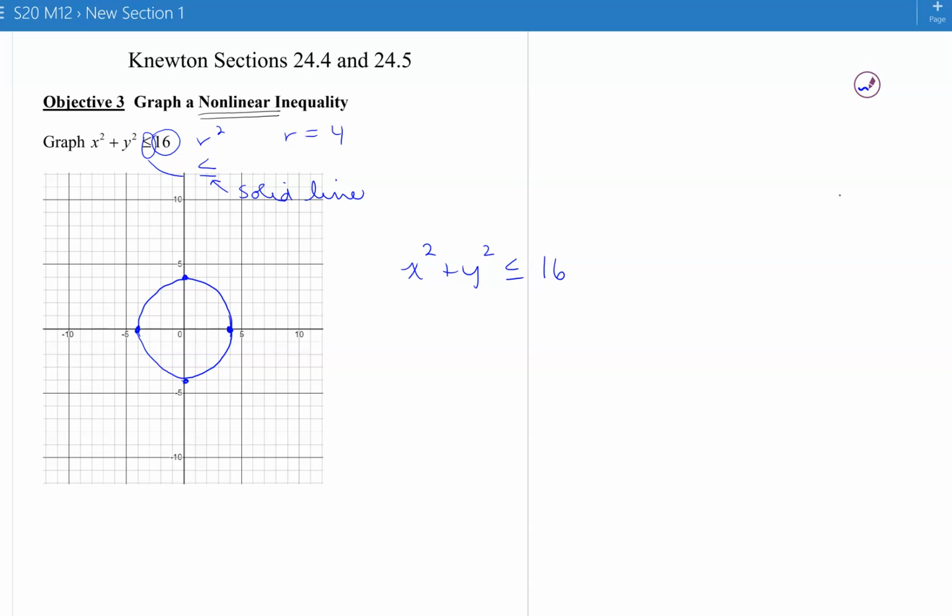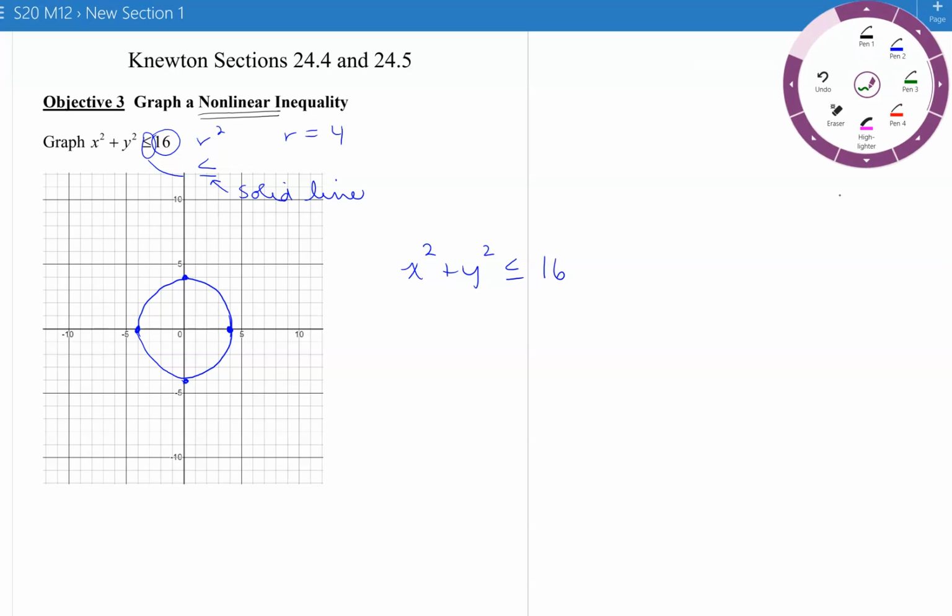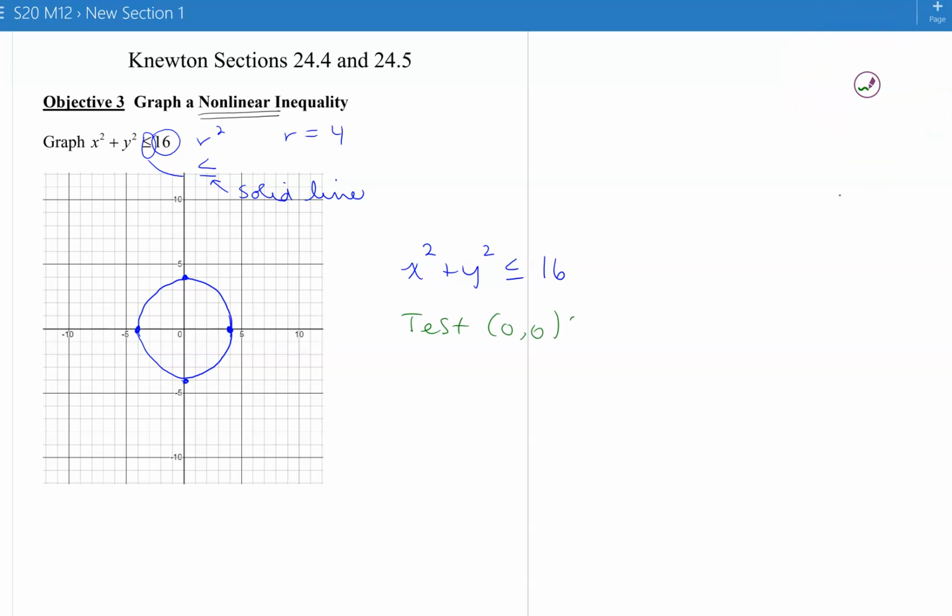Well, again, you can test a point because it's either all the points inside the circle or all the points outside the circle. The circle is the barrier between true and false. So if we test 0, 0, we can see this is true, so we want to shade towards 0, 0, or make sure your shading includes 0, 0, so you know it's all the part inside the circle. And you can use Desmos to check these also. It will graph these inequalities.